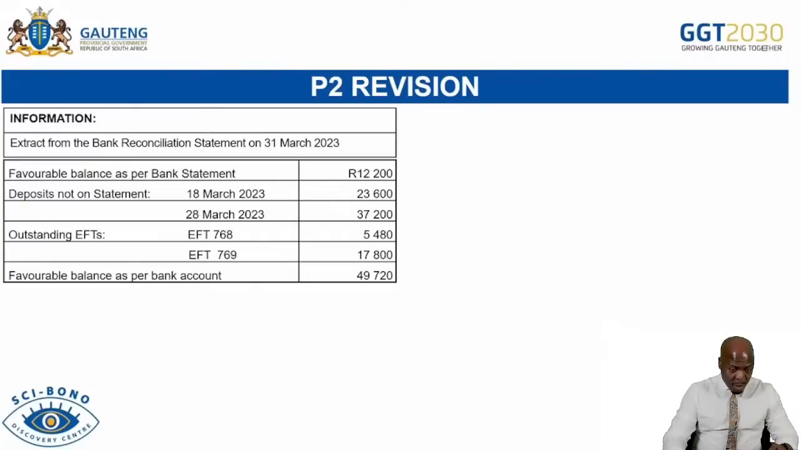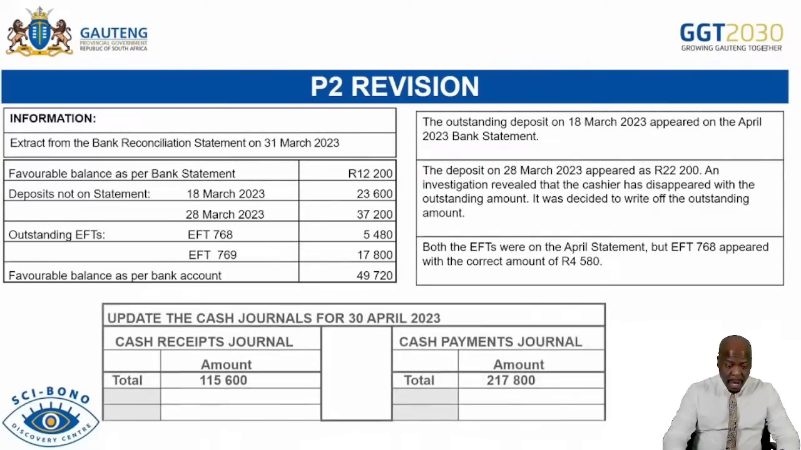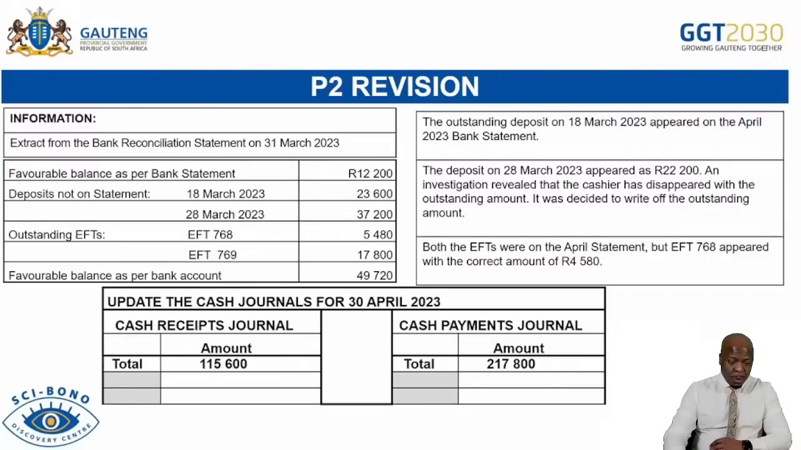So here's the information that we were given. And we are going to enter the information. The first thing that you must do, remember what I said yesterday: when you read your question paper, you read it together with the answer book. So you do the same for your Paper 2.